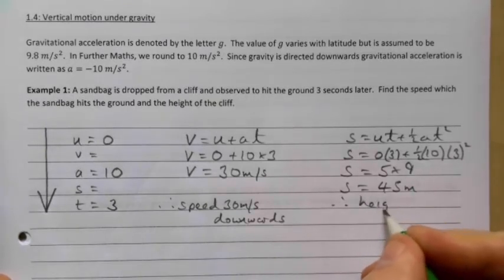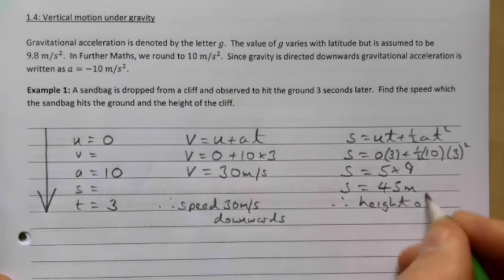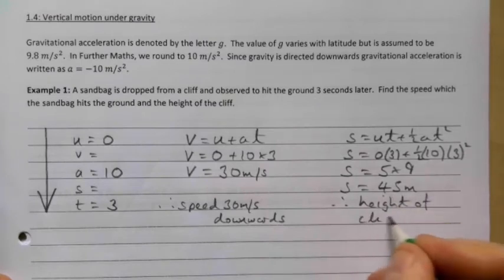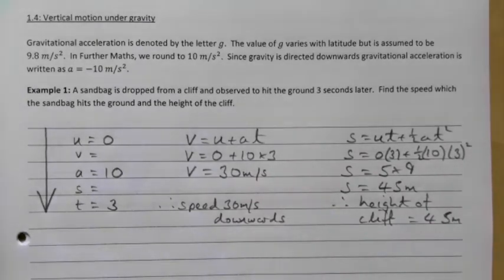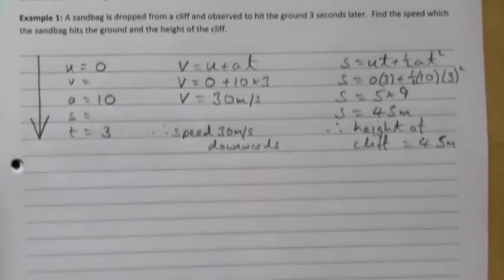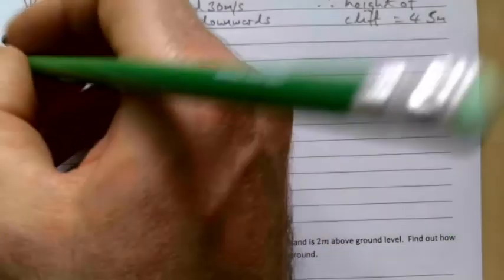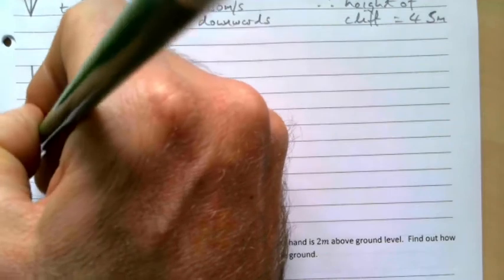Therefore, height of cliff equals 45 meters. Just for this example, I'm actually going to do it where we pick upwards to be positive. As long as you're consistent, the answers should come out to be the same. So let's do the question again. Just for this example, I won't be doing this for too many.